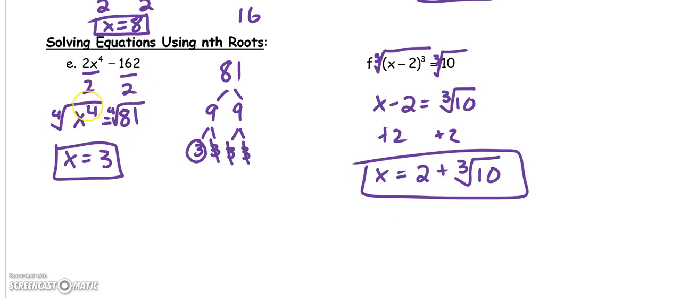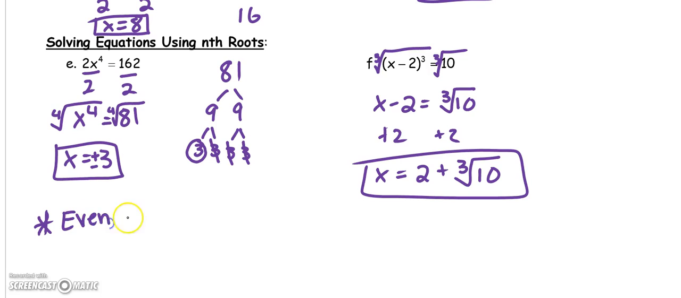Now I just want to jump back to the one before real quick. One thing I forgot to mention is whenever you take an even root, you always have to put a plus or minus in front of your answer. So that's only for even roots. So let's jot down a note about that.